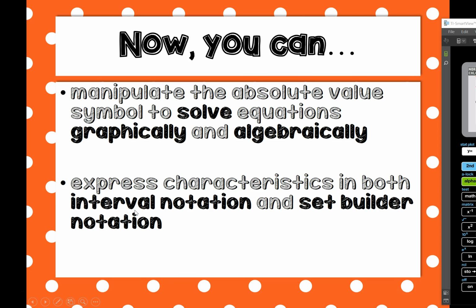All right, so now you should be able to manipulate that absolute value so you can isolate it and solve the equation, either by looking at the graphs, either number line or the functions on a grid, or algebraically. And we've written your notation in set builder notation when we write those answers as a solution set. So go ahead and try that Now You Try problem now.